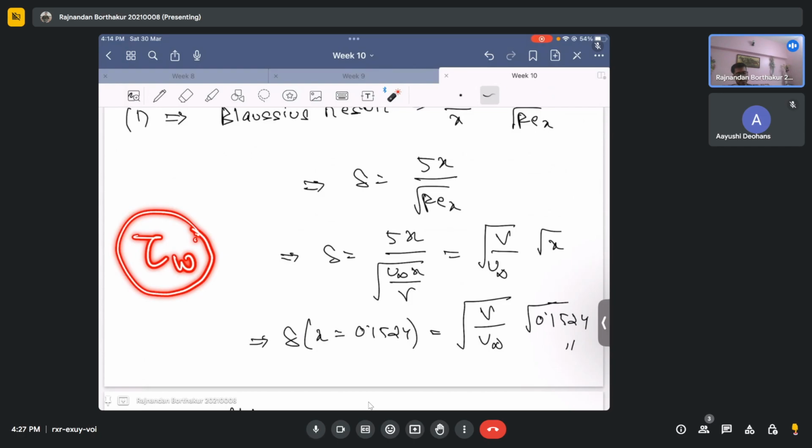There are two ways of calculating the shear stress. One way is obtaining the expression for shear stress from the Blasius theory. The second way is to have a velocity profile, and from that you evaluate shear stress. So we don't have a velocity profile here.